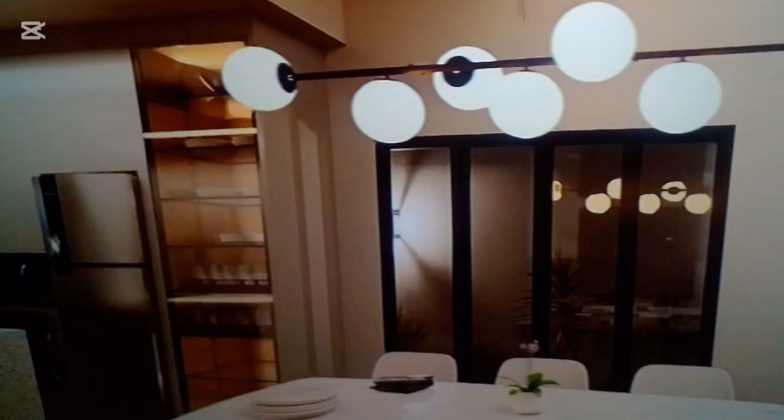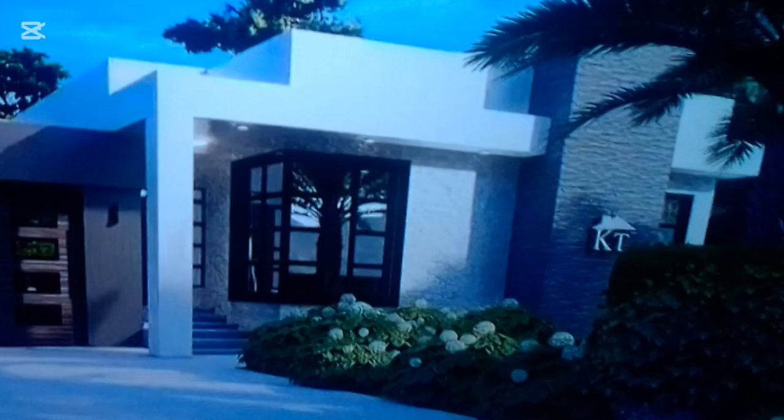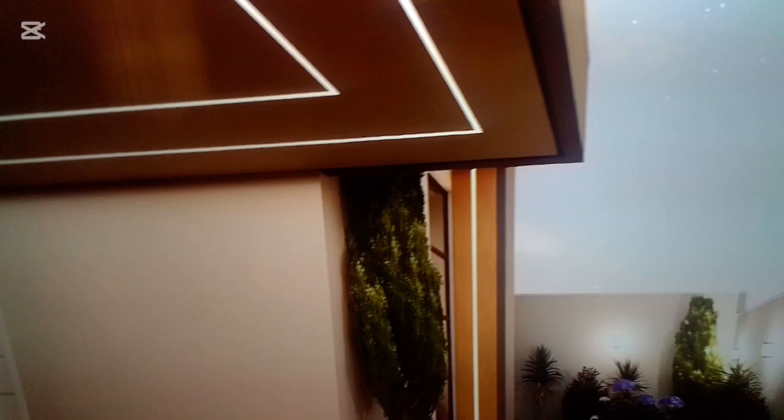Ask your client if he or she has an idea of how the interior or the exterior of the design should be, because some clients may have something in their mind, they have a picture of how they want the interior and the exterior to be. So it's very important for you to ask that question.